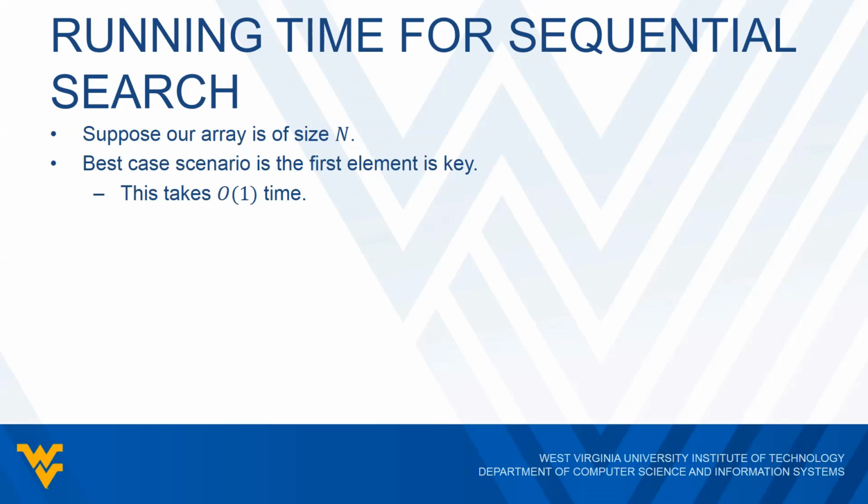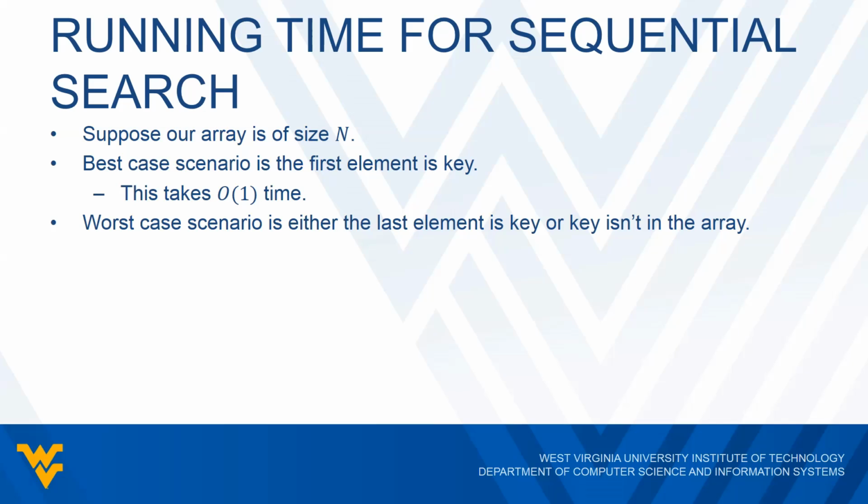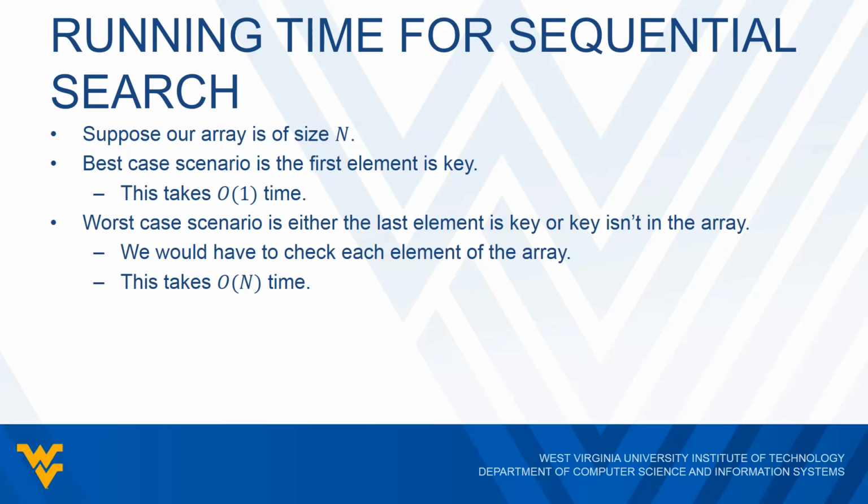What's the worst case scenario? Well, in this case, either the last element is the key, or the key just isn't in the array at all. In either case, we would have to search the entire array. We would have to compare each element in the array. And this is going to take O(n) time because we have to search all n elements.